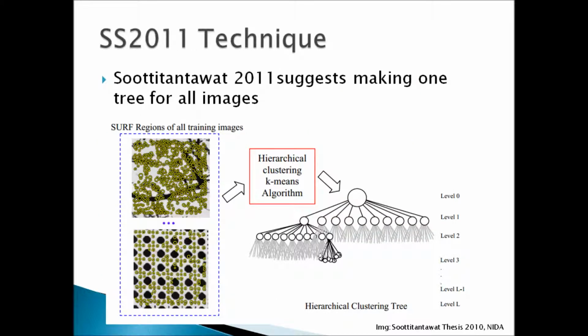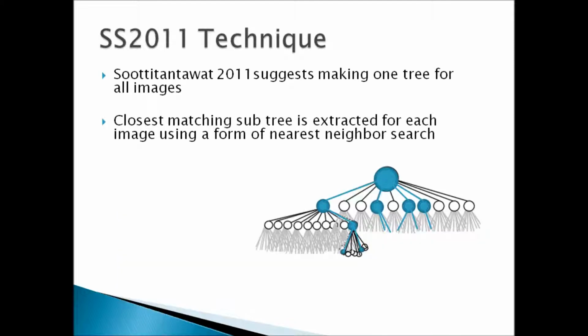The reference paper builds a single tree from many images. The feature vectors are extracted for each texton, and then they're all put together to create a large tree. From the large tree, subtrees are extracted.